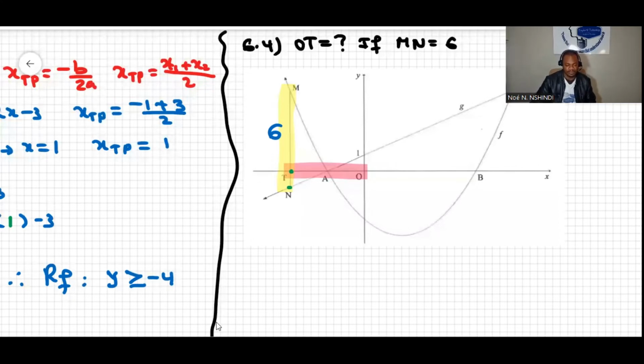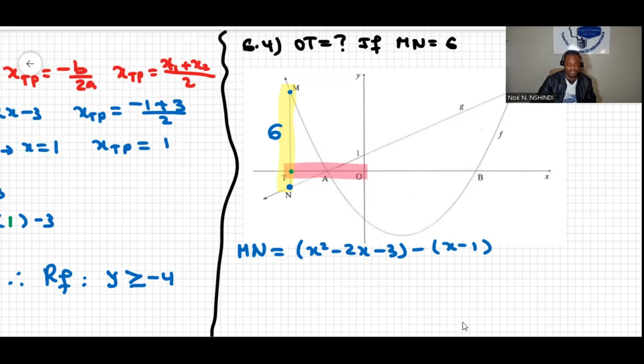Let's equate the length MN. First of all, MN being a vertical line, we can say M lies on the parabola and N lies on the straight line. So the parabola is given by y equals x squared minus 2x minus 3. That's the equation of the parabola, and the straight line is given by x minus 1.